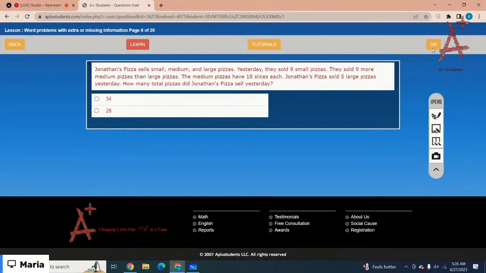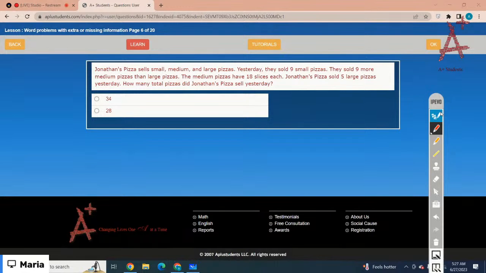Yesterday they sold 9 small pizzas. They sold 9 more medium pizzas than large pizzas. The medium pizza has 18 slices each. Jonathan's Pizza sold 5 large pizzas yesterday. So, how many total pizzas? 9 small, and then they sold 9 more medium pizzas than large pizzas. Okay, 5 large pizzas he sold yesterday. Got it? Let's just look at the information one by one.